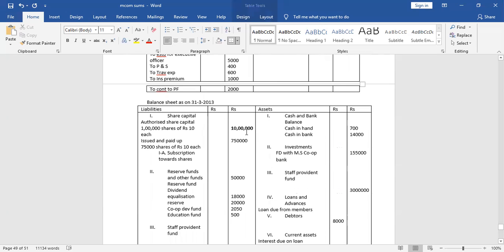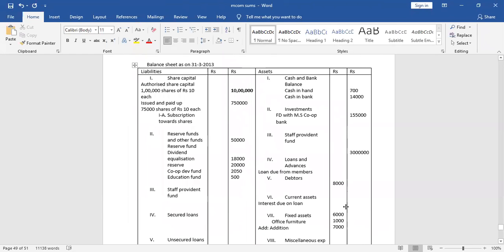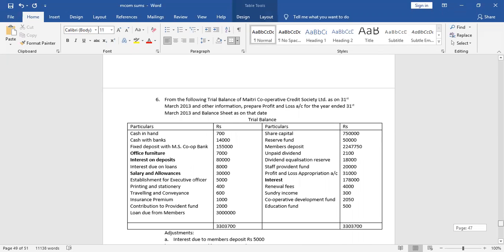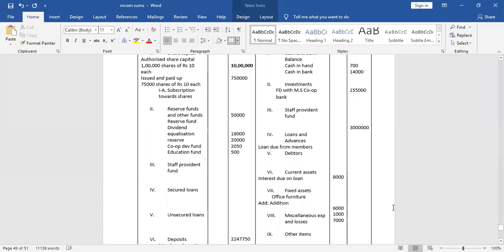What is the next adjustment? Next adjustment है interest accrued but not received. So this is also outstanding. Add outstanding. How much it is? 2,000. So this becomes 1,80,000. इसका भी सेकेंड इफेक्ट आउटस्टैंडिंग इनकम है. Outstanding income. So already there is interest due. What is the amount? Let us check. Interest due on loan is 8,000. So we are correct.